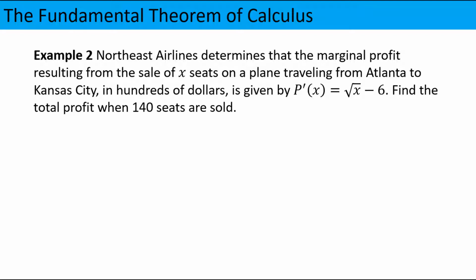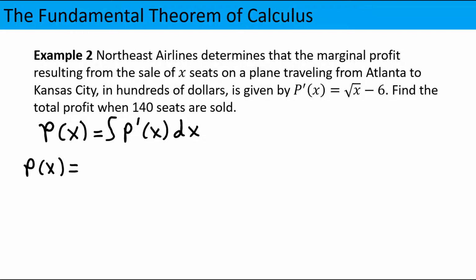To find the total profit, we must obtain the profit function, and that we know from the fundamental theorem of calculus is the integral of the derivative function P prime of x. That is, to get the profit function, we need to evaluate from 0 to 140, that's the 140 seats, the P prime function, which would be x to the 1/2 minus 6 dx.